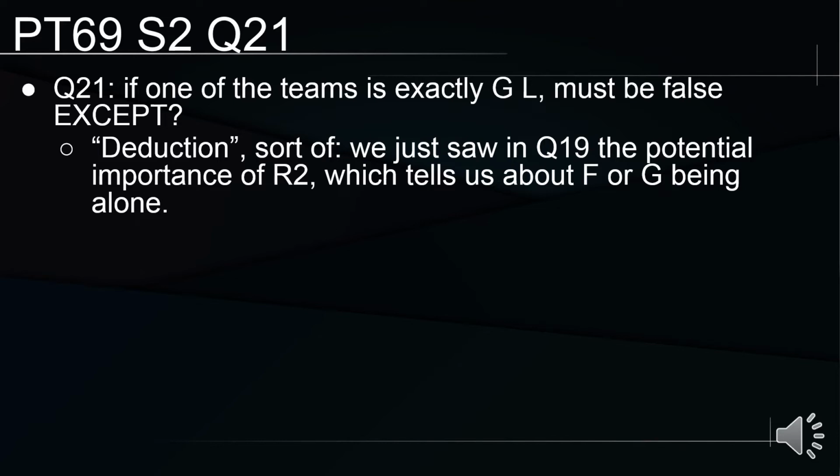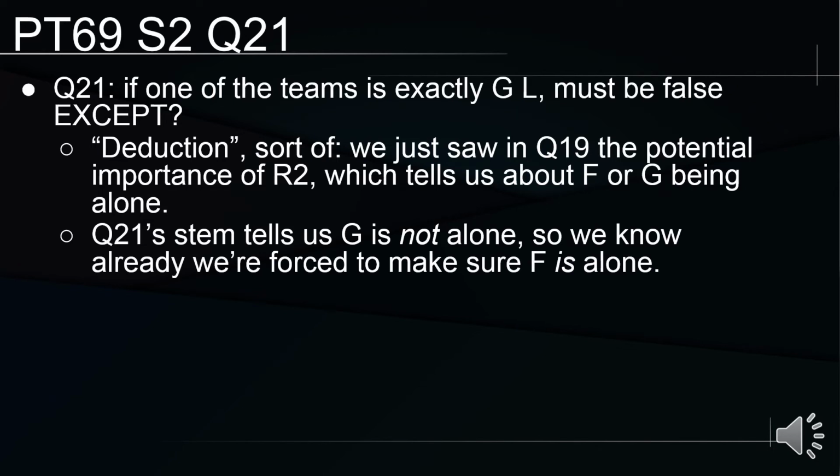It gives us both a little bit of interchangeability between F and G, but it also gives us some restriction on F and G. We saw in question 19 that it is very problematic when both of them had a potential of being forced to be alone. Question 21 stem tells us that G is not alone. So we know that we're already forced to make sure that F is in fact alone.